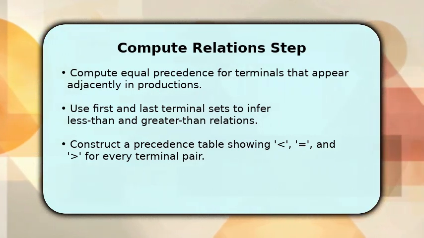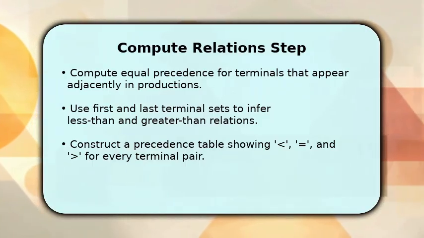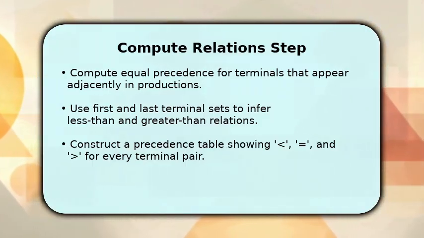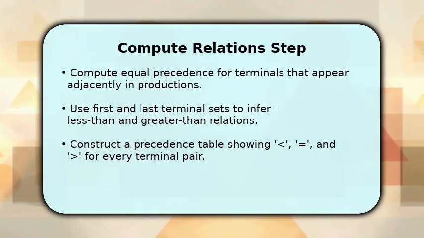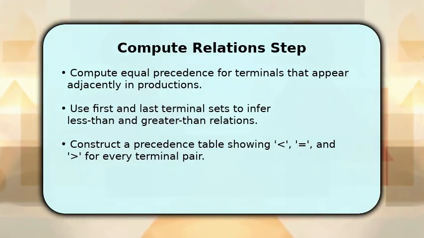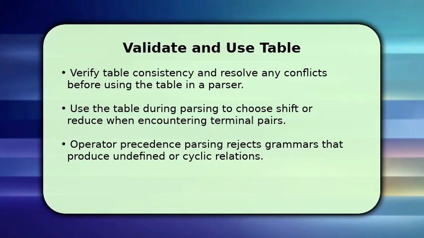Construct a precedence table showing equals, less than, and greater than for every terminal pair for parser lookup and action selection. Verify table consistency and resolve any conflicts before using the table in a parser. Check for cycles and undefined relations that make parsing decisions ambiguous or impossible.